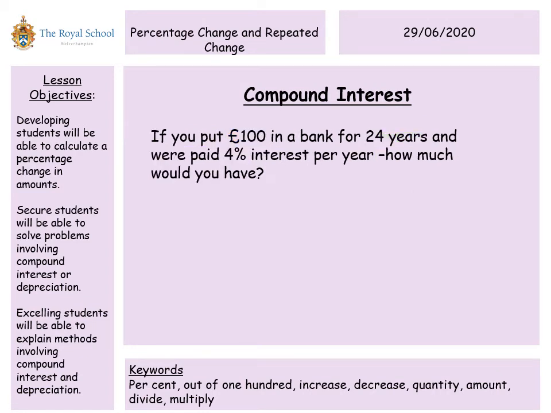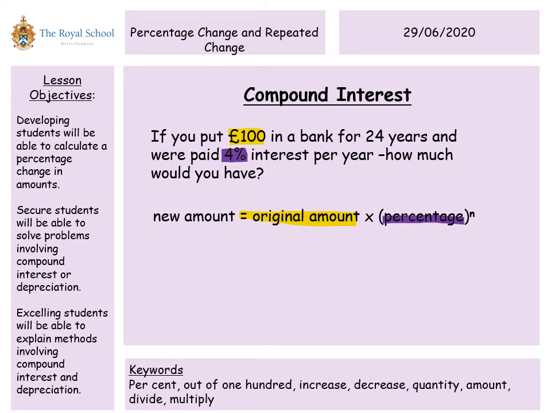Here we've got what if you put £100 in the bank for 24 years and were paid 4% interest per year? How much would we have at the end? So again, our formula, the new amount is the original amount times by the percentage to the power of n. So our original amount again, how much did we put in the bank account to start off with? is £100. Where's our percentage? Well, we can see that the percentage interest being paid here is 4% interest.